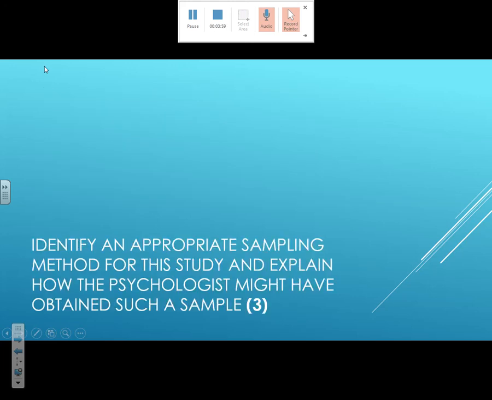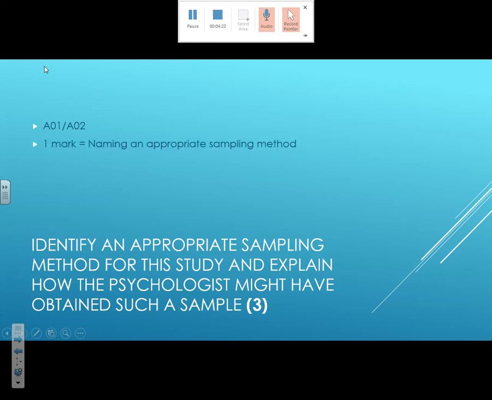Identify an appropriate sampling method for this study and explain how the psychologist might have obtained such a sample. In this study, so it is linked to the study. So this is AO1 and AO2. You must describe and you must apply. So what I'd like you to do, and I'm looking for everybody to do this, is go through your answer and highlight or underline any words where you have linked the answer to the stimulus.